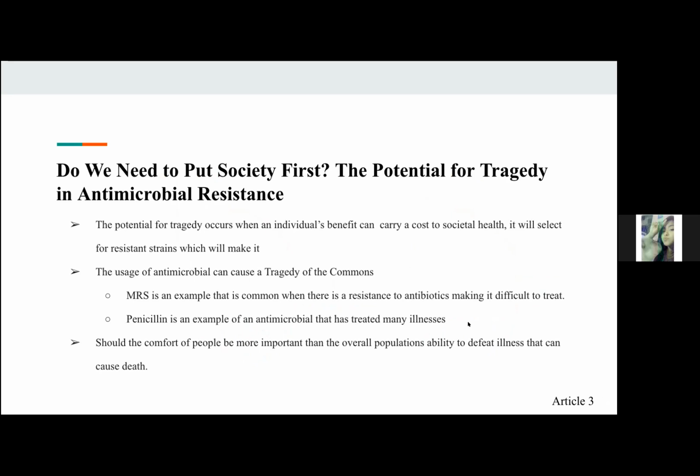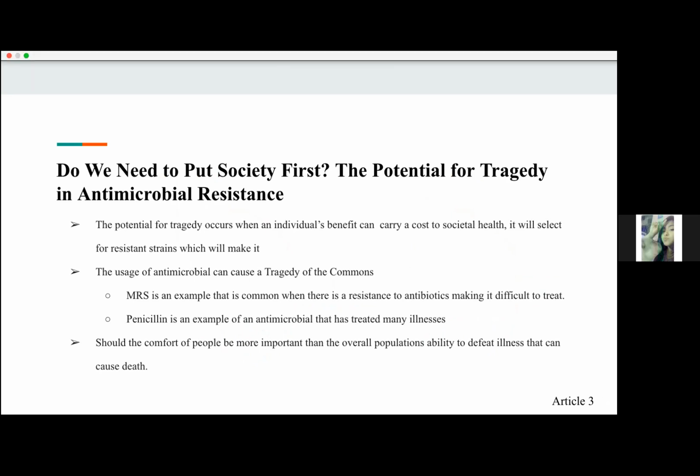The usage of over the counter antimicrobials can result in the medication being ineffective for the person's future health. Penicillin is an example of an antimicrobial that has treated many illnesses such as pneumonia, meningitis, scarlet fever, blood poisoning, strep throat, and gonorrhea. But the overusage or the lack of treatment can cause bacteria to grow resistant to penicillin.